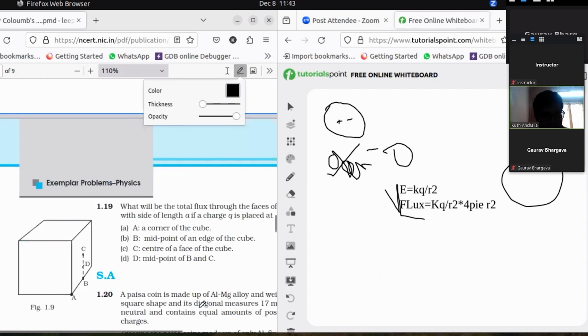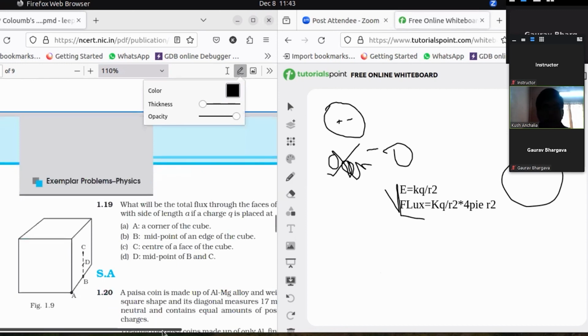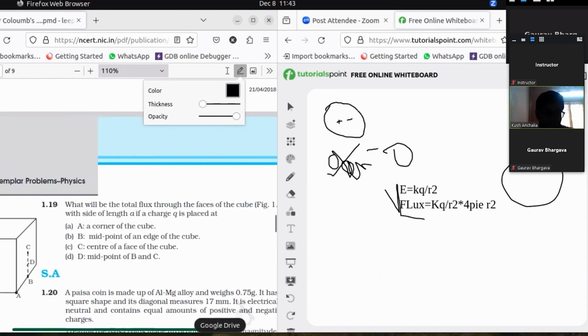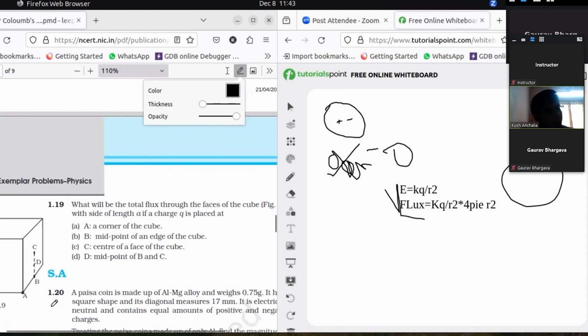Next is 1.19. What is the total flux through the faces of the cube? What is the side length? Okay, total flux is Q by epsilon. See, flux through the whole surface is Q enclosed by epsilon. Okay, Q is placed at A. Q enclosed means it should be inside, at the center of the face of a cube.